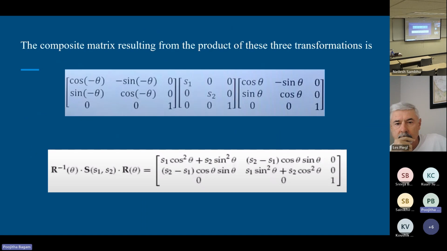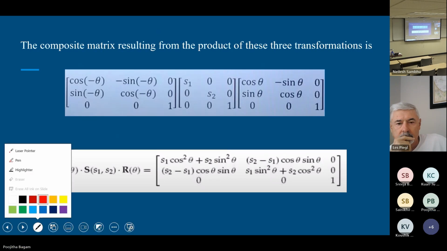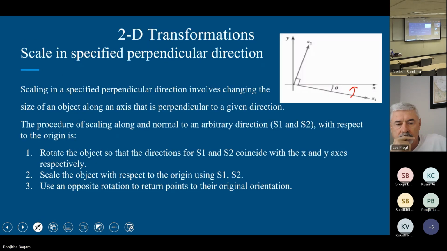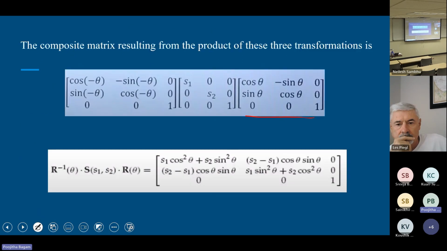So here we can see the composite matrix resulting from the product of these three transformations. Here we can see this is the matrix transformation resulting in the rotation of S1 to the x-axis. And this is the scaling matrix, and this is the rotating back to the original orientation. So here is the R of theta, S of S1, S2, and R inverse. So this is the resultant matrix.